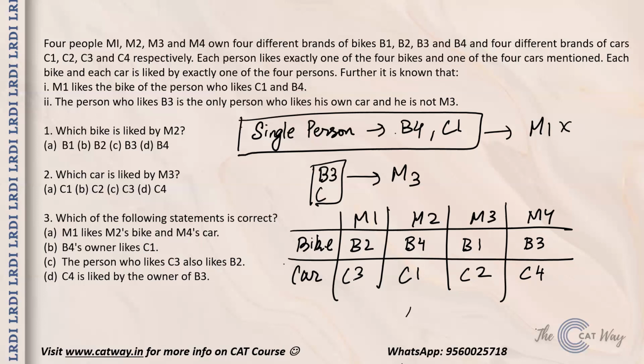So which bike is liked by M2? We can see option number D, B4 is the right answer. Which car is liked by M3? So you see C2 is the car. So option number B, C2.